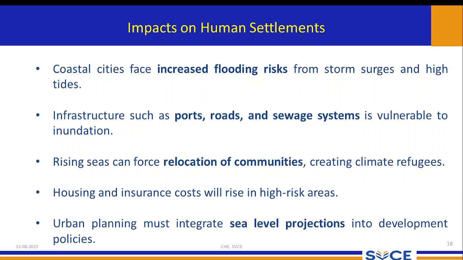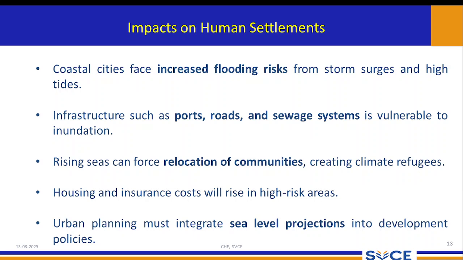Impacts on human settlements. Coastal cities face increased flooding risk from storm surges and high tides. Infrastructure such as ports, roads, and sewage systems is vulnerable to inundation. Rising seas can force relocation of communities, creating climate refugees.